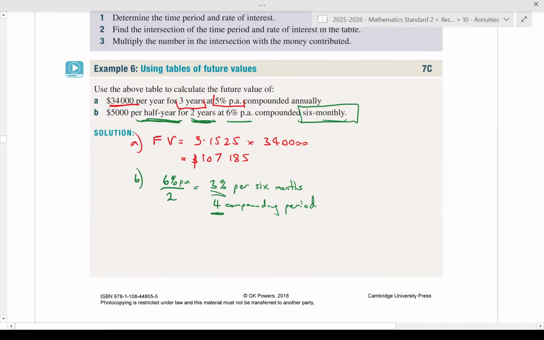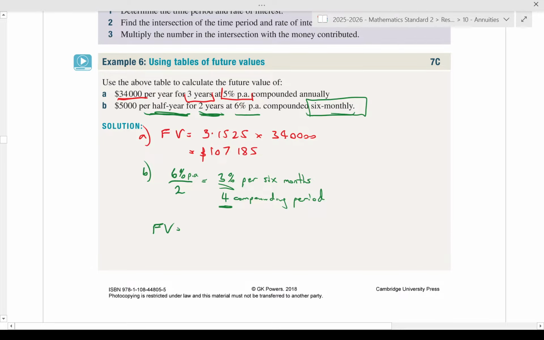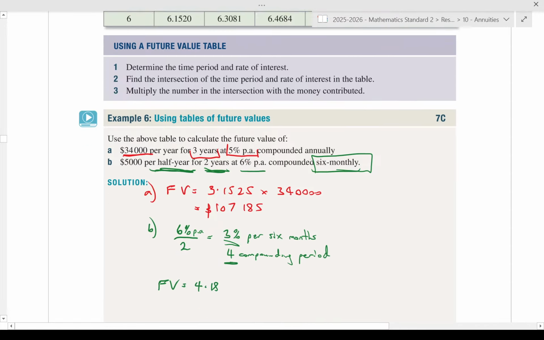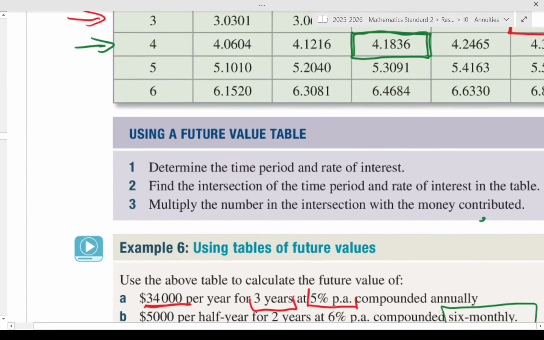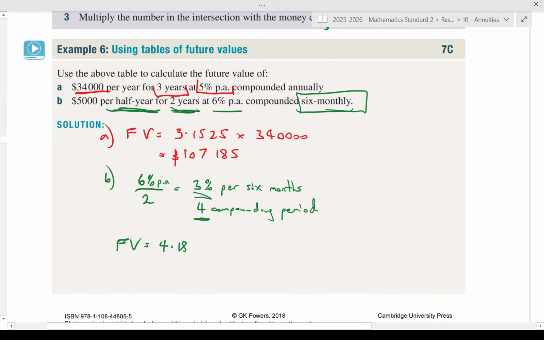Okay, so now what we do is we go, well, our future value is equal to the 4.18, forgotten the number, 36, wow, 4.1836 times how much did we invest? 5,000. So we sub that in, we multiply it, and we would have a future value of $20,918. And that is how that one is done using that table of values. Much easier than doing the recurrence.